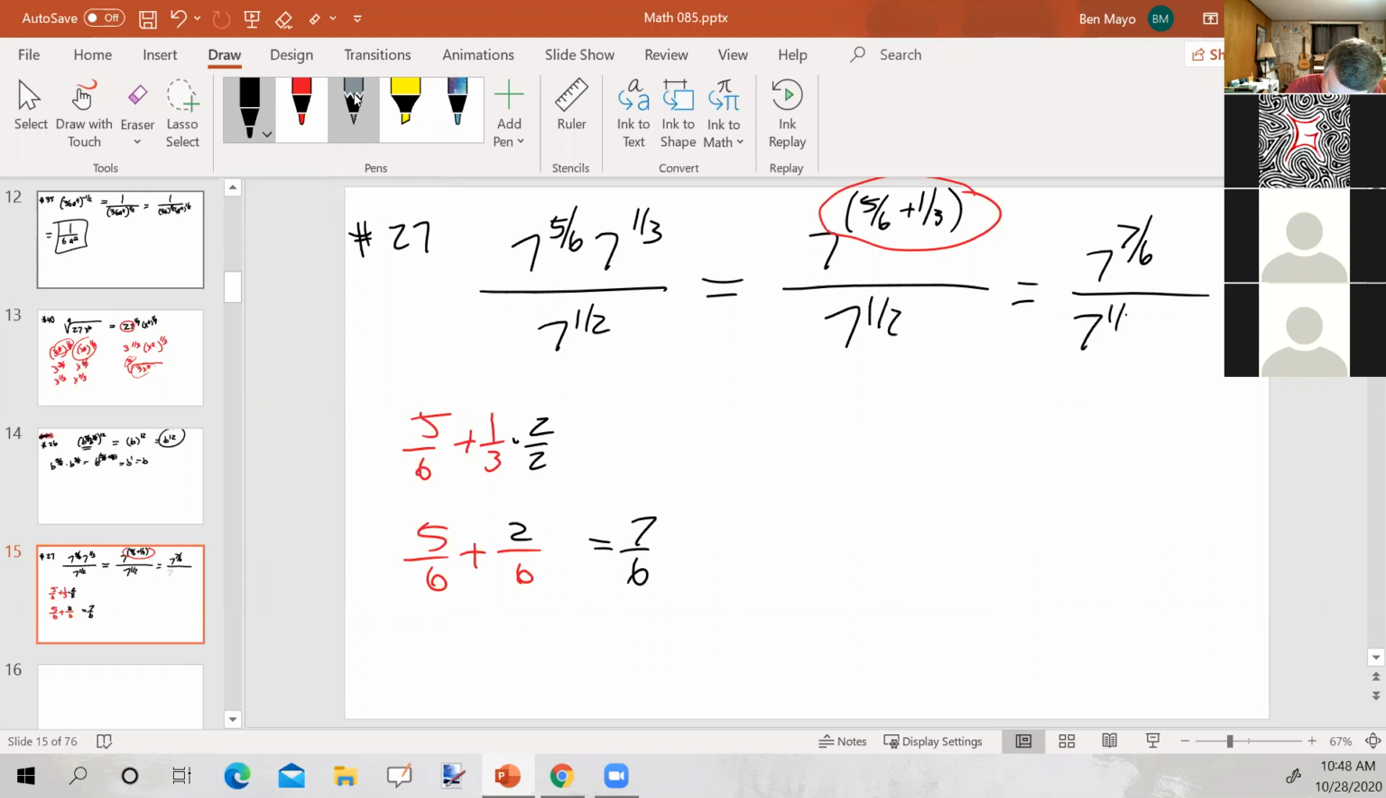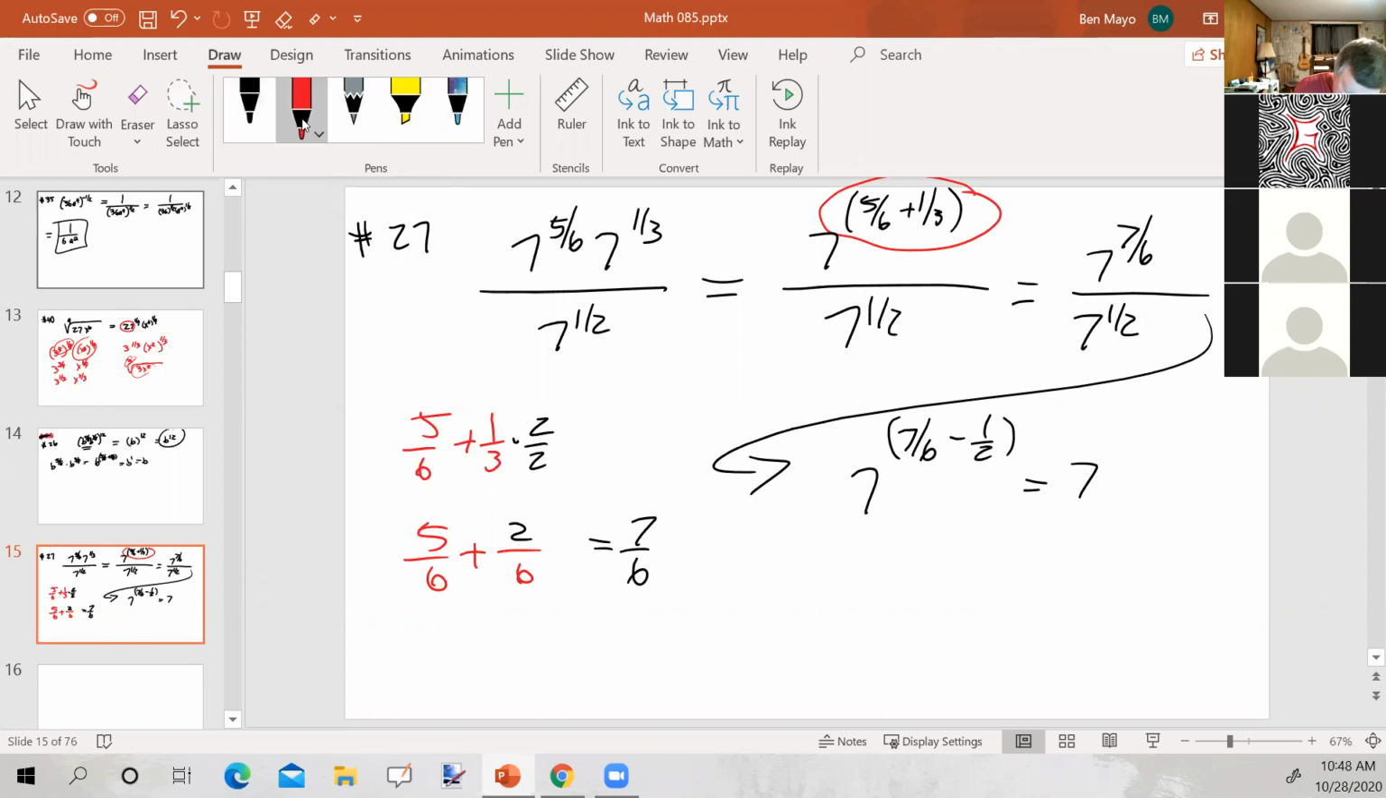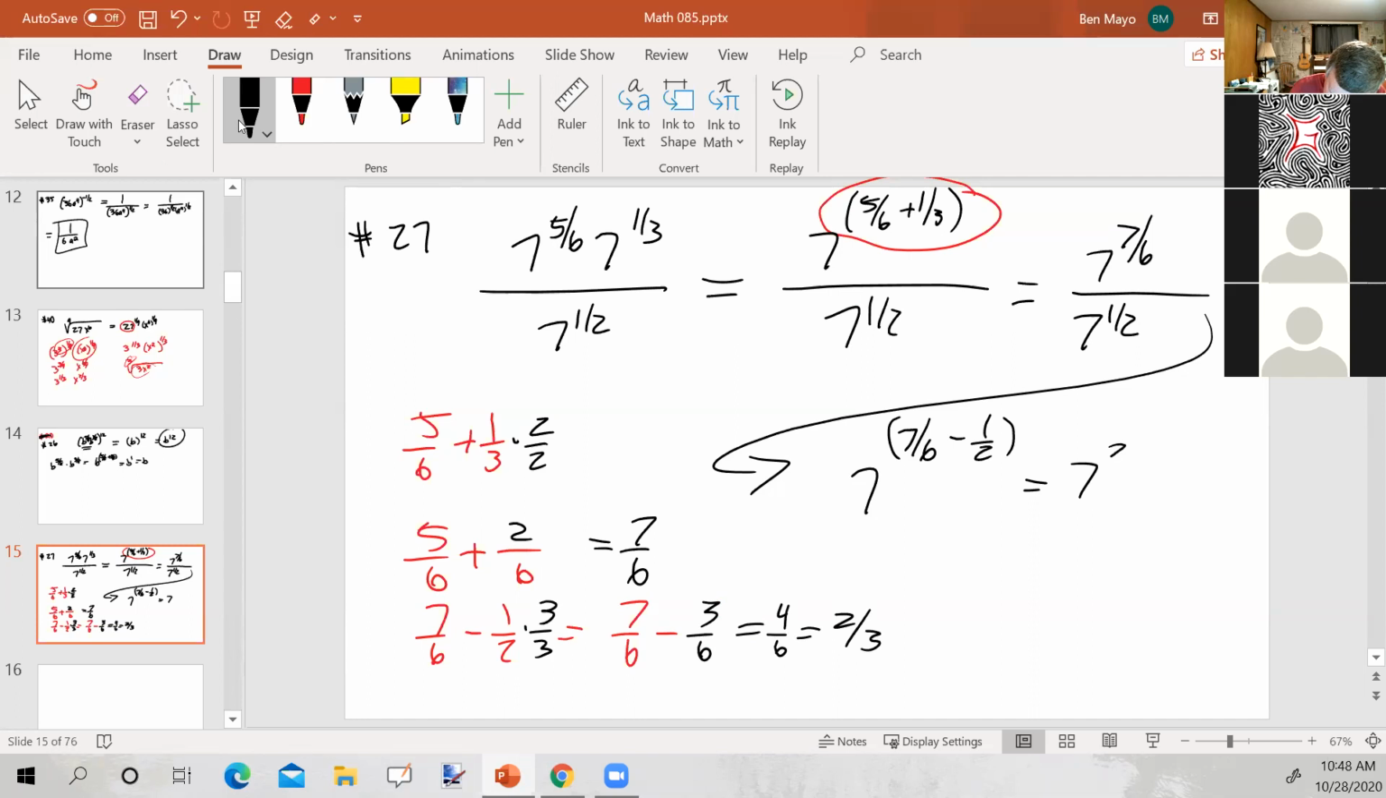Now let's bring the denominator over. When we're dividing two powers with the same base, we subtract the exponents. So this becomes 7 to the 7/6 minus 1/2 power. Well, 7/6 minus 1/2, and again, we're going to multiply here by 3/3, is 7/6 minus 3/6, which is 4/6, which reduces down to 2/3. So there is our final answer.